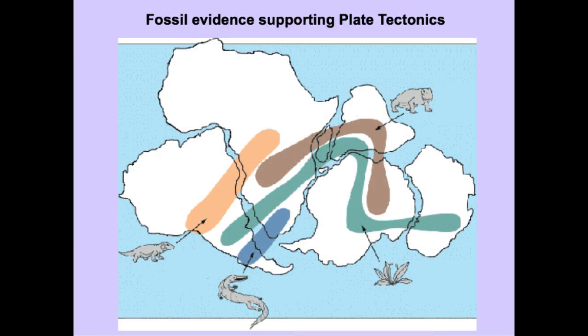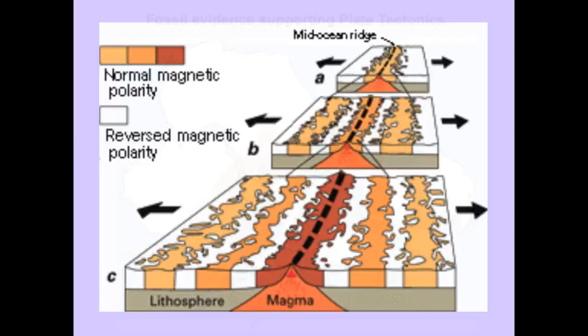The colors show the distribution of fossils of each species. They, and other evidence, allow us to reassemble what the continents looked like in the past. Plate tectonics became more accepted as this new evidence from the ocean floor became available. After World War II, detailed ocean floor maps were made available to researchers.